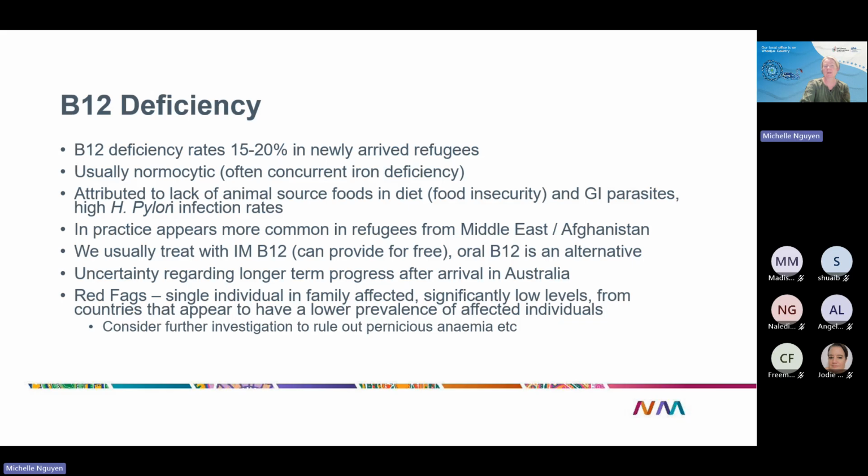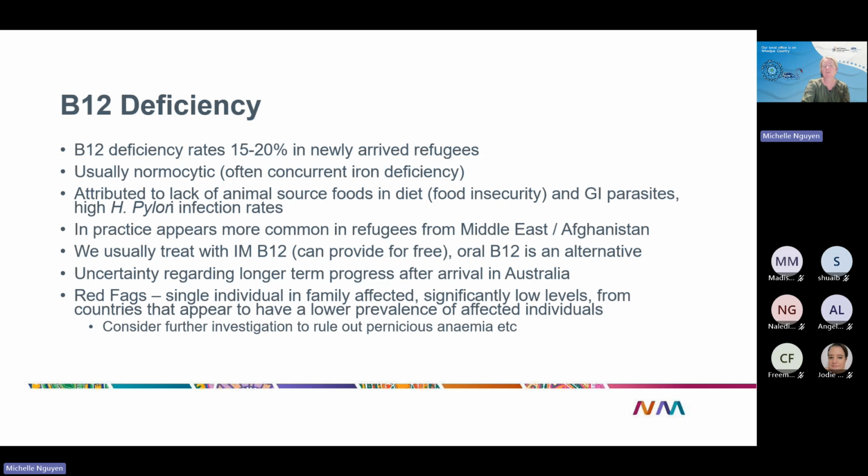B12 deficiency, the rates that we pick up are fairly high, 15 to 20% in newly arrived refugees. Usually people will have a normocytic picture on their blood count. Often they're not anemic, they just have the B12 deficiency without anemia. They can have concurrent iron deficiency, which is maybe why we don't see that much macrocytosis. It's often attributed to the lack of animal source foods in people's diet.